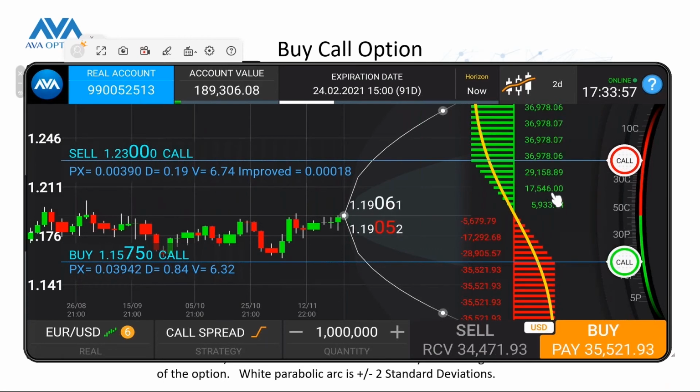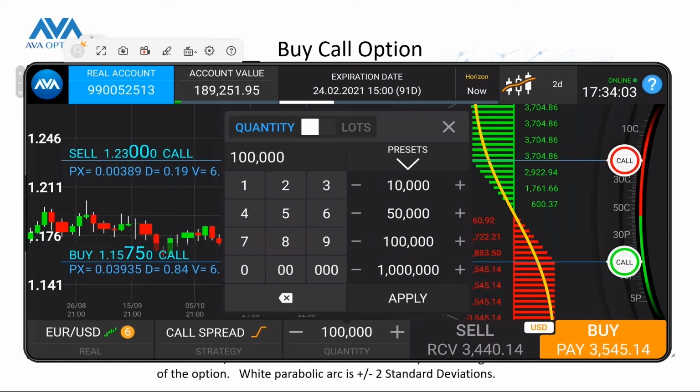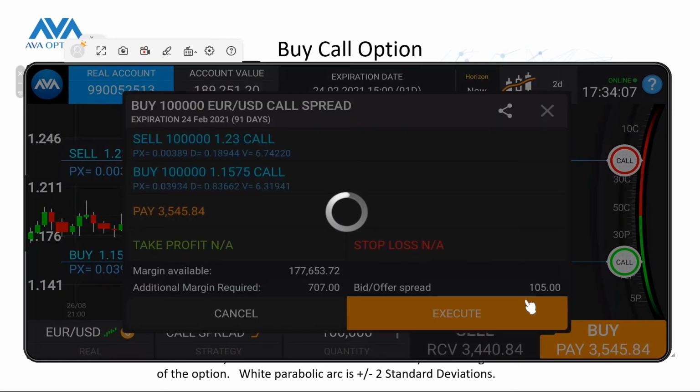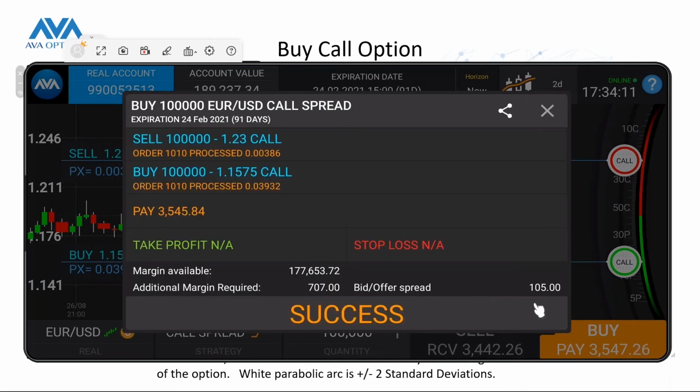I'm being asked, can you close the trade before expiration? Absolutely. Let's execute this trade in 100,000. I'm going to buy, execute. And what I didn't show you, well, you can see right here, the bid offer spread is $105. It's quoted up front. We're buying one option, selling the other.